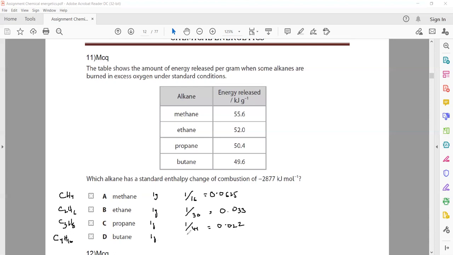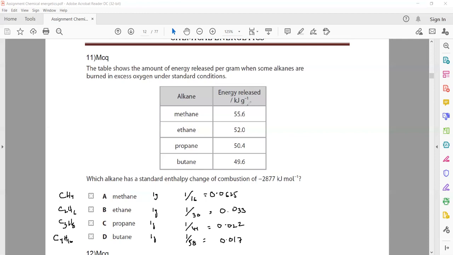And for butane, the formula is C4H10. So 48 plus 10 is 58. So 1 divided by 58 will give us 0.0172. These are the moles of these gases in 1 gram.